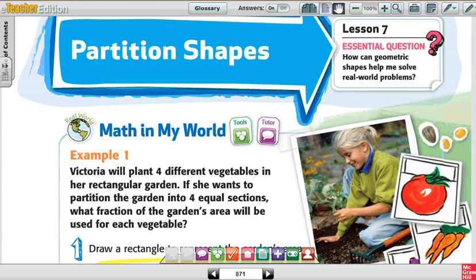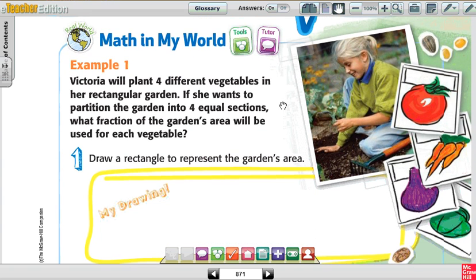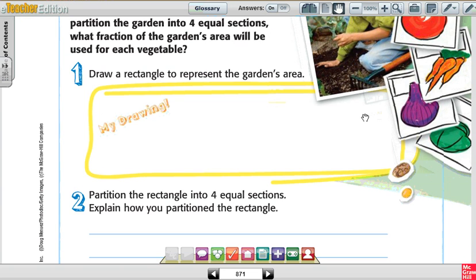All right, it's chapter 14, lesson 7. Okay, it says partition shapes. Look at the example. Victoria will plant 4 different vegetables in a rectangular garden. Well, what shapes does she need to draw? What shape is her garden going to be? Rectangle? Yeah, rectangle.